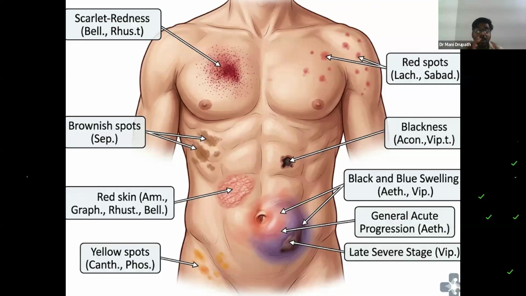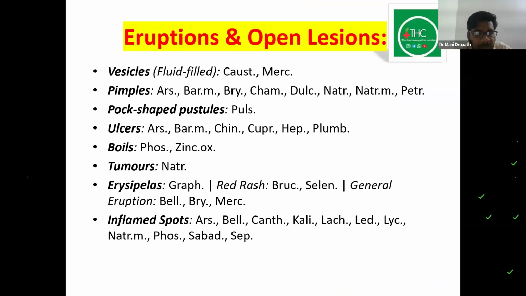Thank you. Coming to the eruptions and open lesions. Open lesions, vesicles, fluid filled. If it is fluid filled, think of Causticum and Mercurius sol. Pimples, open lesions: Arsenic, Baryta mur, Bryonia, Chamomilla, Dulcamara, Natrum mur, and Petroleum.